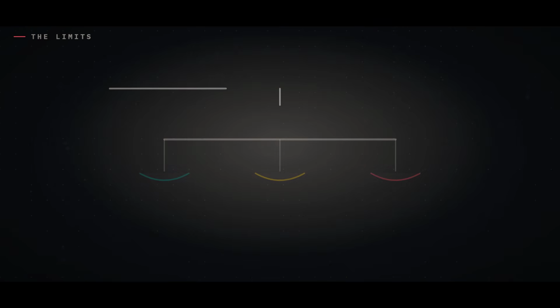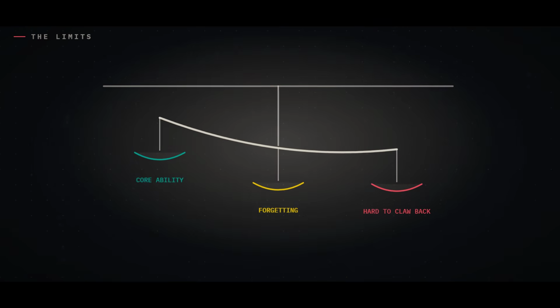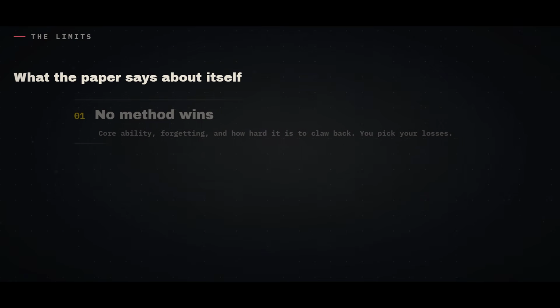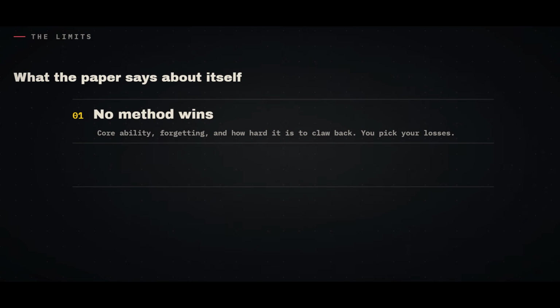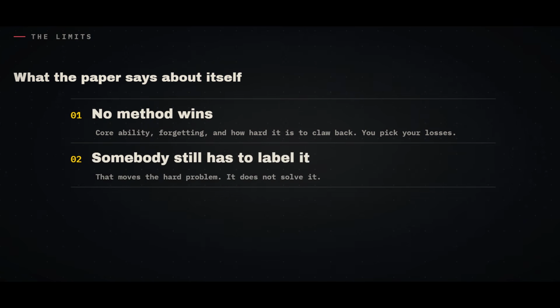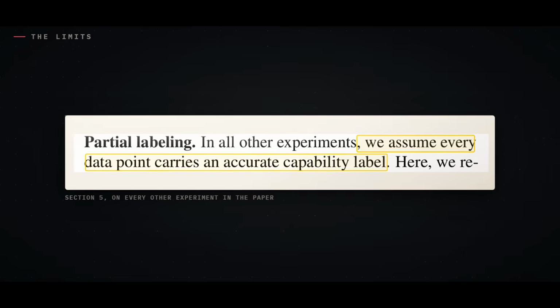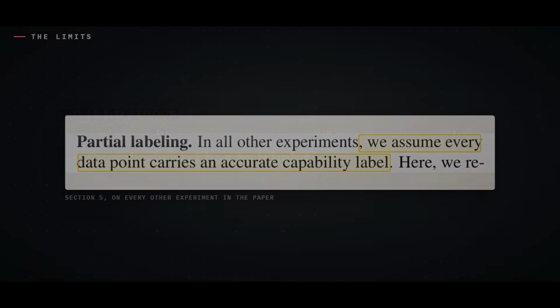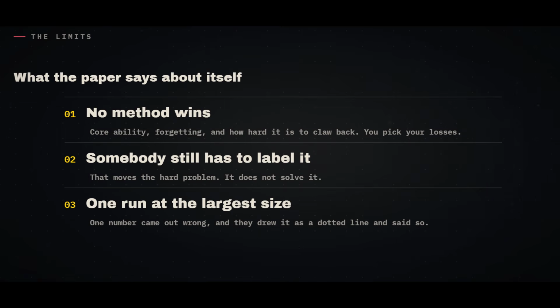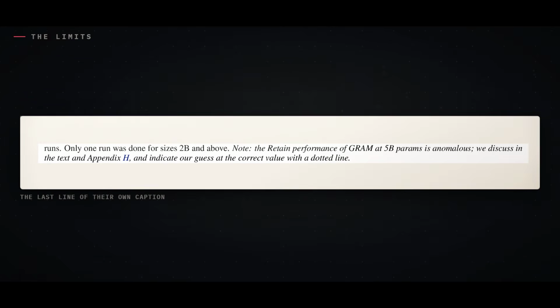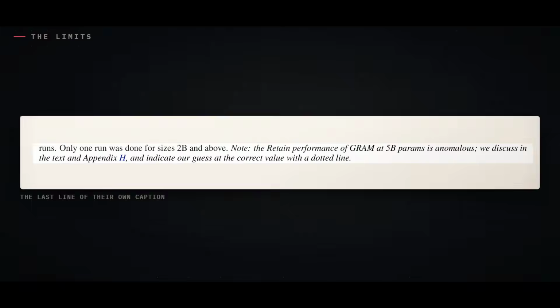And finally, the results come with 3 important limits. First, no method wins every metric. Better forgetting can cost general ability or make recovery attacks easier. And second, somebody still has to label the restricted data. The method moves that hard problem. It does not solve it. And third, the largest model was trained only once and one result was anomalous. The authors showed it as a dotted line and flagged it clearly.